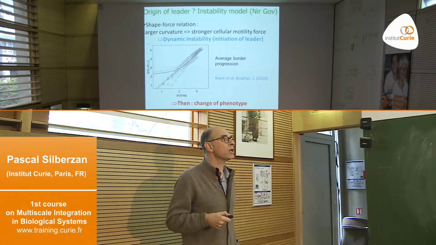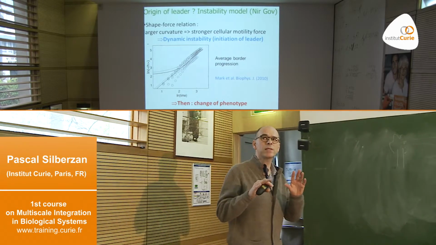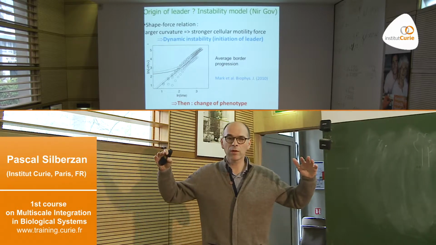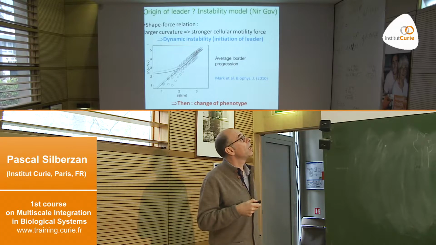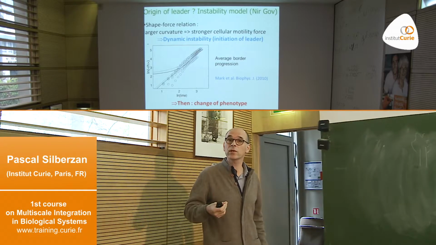And then we assist to this change of phenotype of the leader cell. So the way we see it is that we have this small fluctuation that you will have anyway, that is amplified by this instability, right? And then there is a change in phenotype in the leading cell.